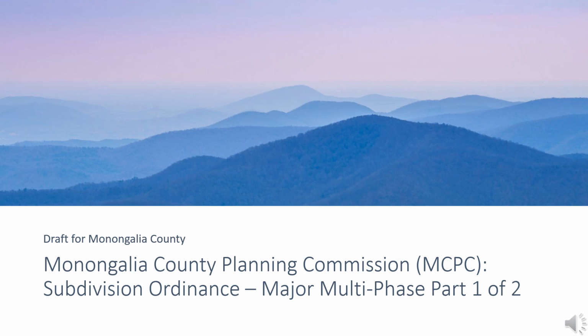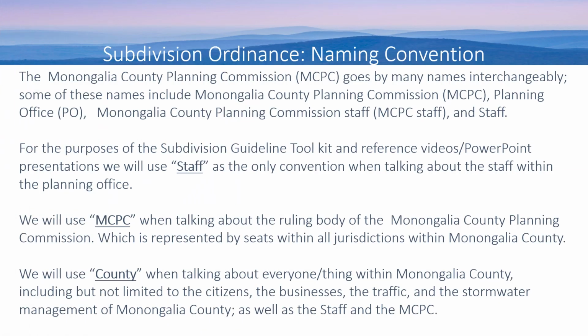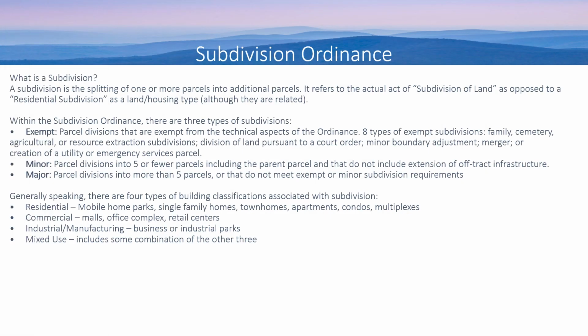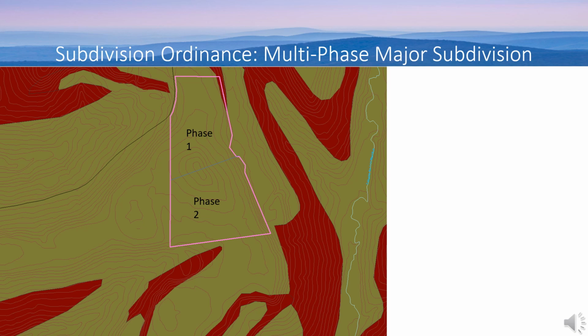Everyone, this is the Monongalia County Planning Commission Subdivision Ordinance for major multi-phase subdivision. In this example, we are depicting a major multi-phase subdivision. In the Subdivision Guideline Toolkit and reference videos and PowerPoint presentations, you will see a multi-phase major subdivision referenced as MJP.